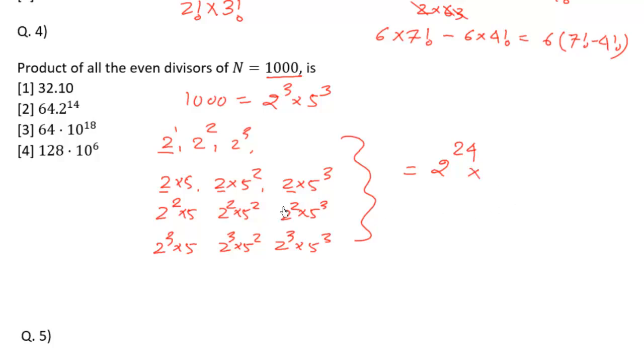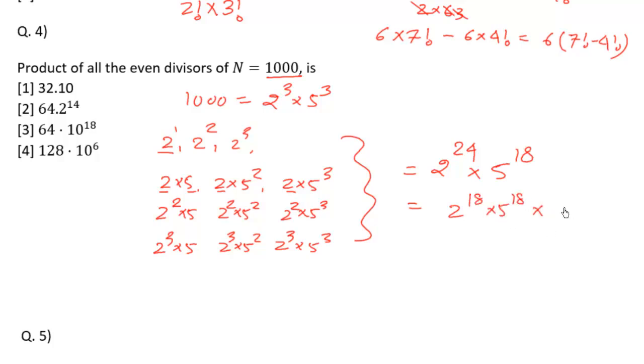Now for 5, it will be 1 plus 2 plus 3 is 6. Here again 1 plus 2 plus 3, 6. Here again 1 plus 2 plus 3, again 6. So it is 18 in total. So 5 to the power 18. Or what we can do here is take 18 common, so 2 to the power 18 and 5 to the power 18.